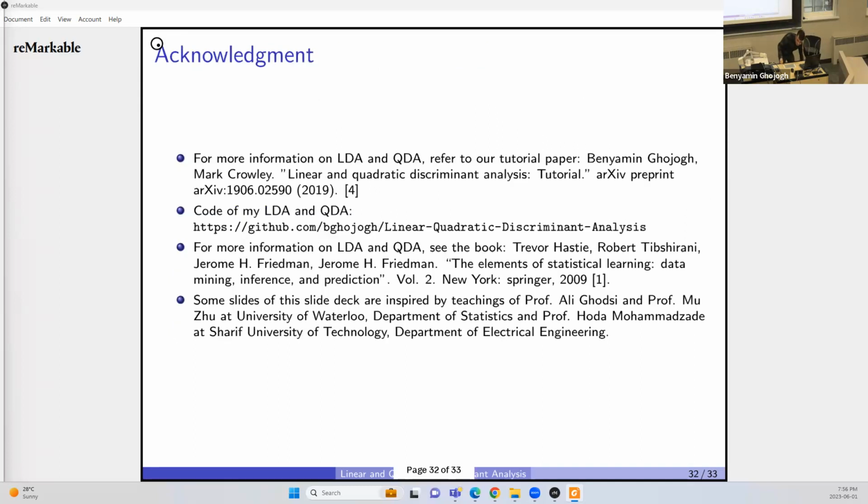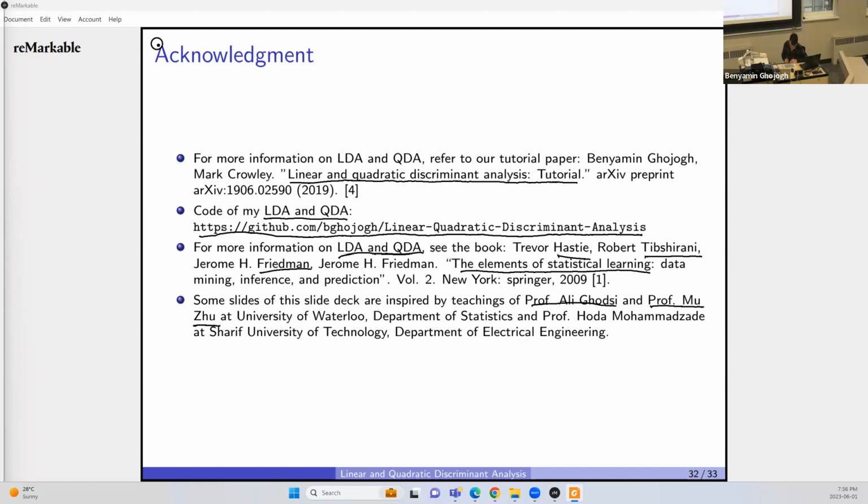Acknowledgement. For more information on LDA and QDA, refer to our tutorial paper, Linear and Quadratic Discriminant Analysis tutorial. And my code for LDA and QDA is on this GitHub page. And for more information on LDA and QDA, see the book by Tibshirani, Friedman, and Hastie, The Elements of Statistical Learning. Some slides of this slide deck are inspired by the teachings of Professor Ali Ghodsi and Professor Mu Zhu at the University of Waterloo Department of Statistics, and also Professor Hoda Mohammadzade at Sharif University of Technology Department of Electrical Engineering.